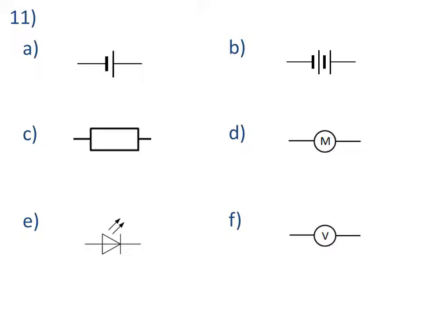Question 11. Components A to F are shown on the screen. A is a cell. B is a battery. A battery is made of 2 or more cells. It's important that they go the right way round, so therefore the positive and negative of each one have to touch. If you put the 2 positives together, it won't work. C is a resistor. D is a motor. E is an LED. And F is a voltmeter.